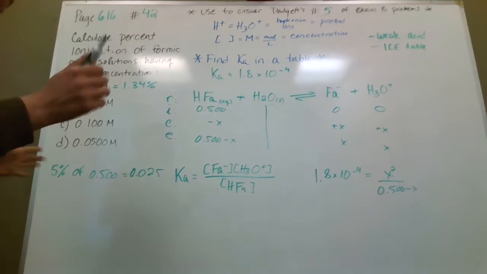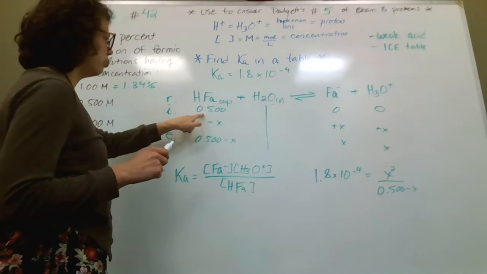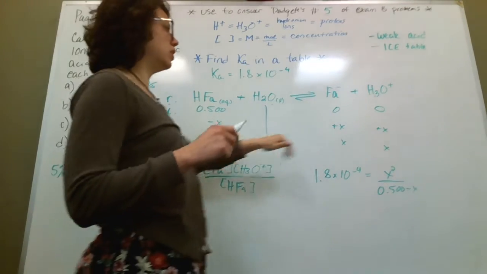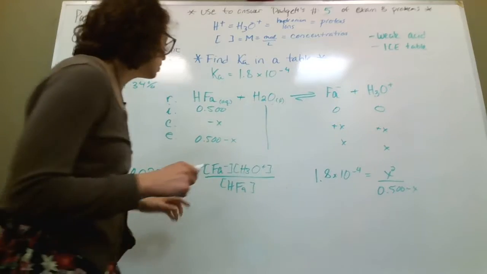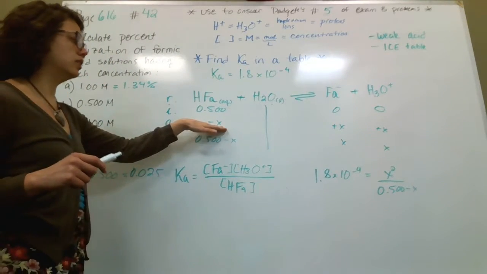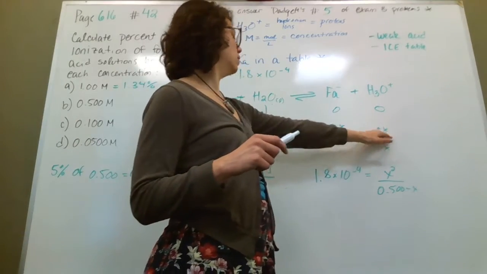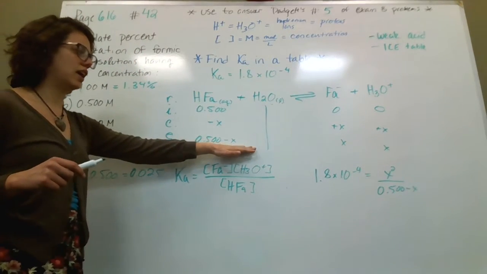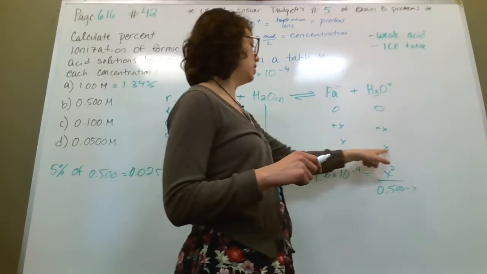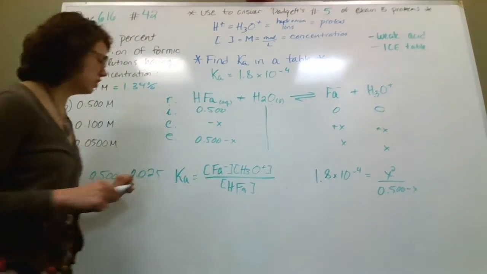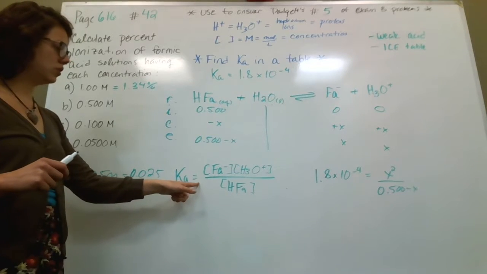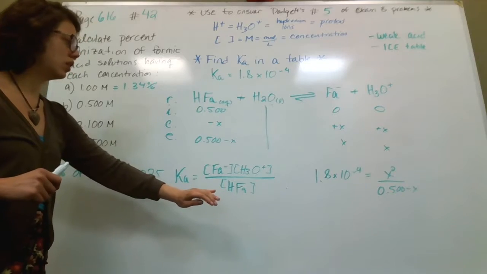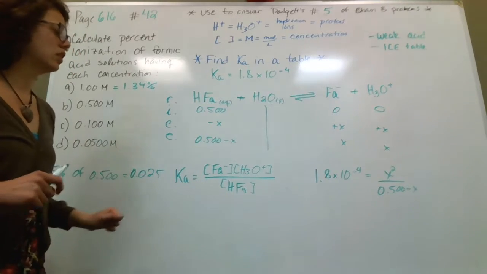All right, so initially we have 0.5 molar of formic acid. Initially, none of it has ionized. Then some of it ionized, and so we'll take the initial minus the bit that ionized. And here's the bit that ionized. We'll stick that in our mass action expression here. So Ka equals F A minus times H3O plus over the reactant formic acid.